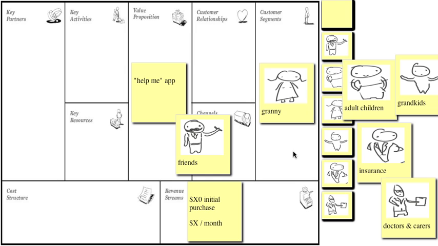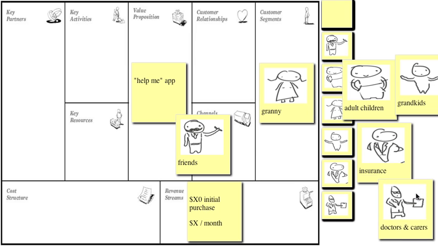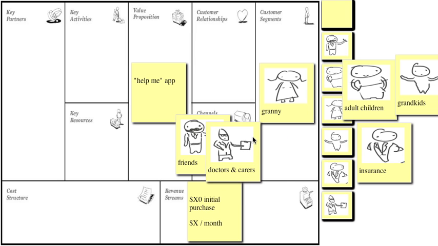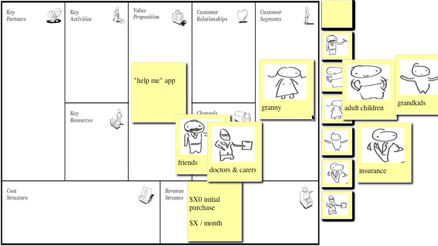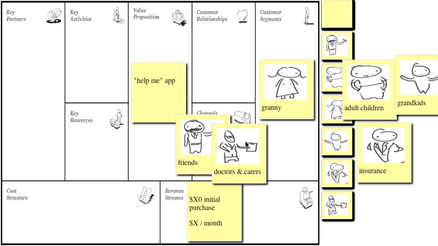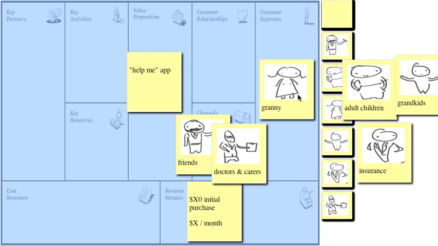As for how we get it to her through the channel, friends are probably good for word of mouth. Maybe it saved one of their lives or the lives of someone they know. People tend to hang out with those who are around the same age. And then we could also get the doctors and carers involved. So whenever Granny's in for a regularly scheduled checkup, he could say, hey, do you have a phone? Let me tell you about this thing, or you can leave it at the front desk and we'll even install it for you.